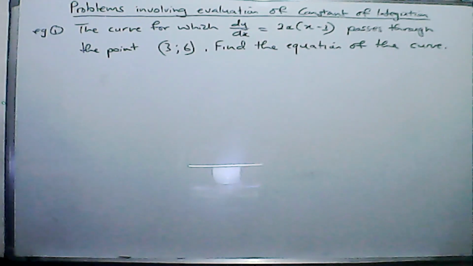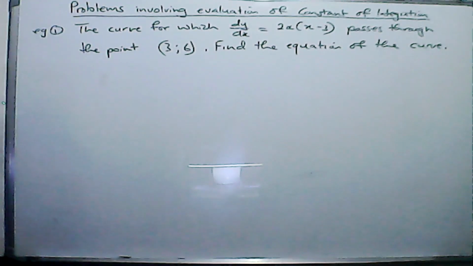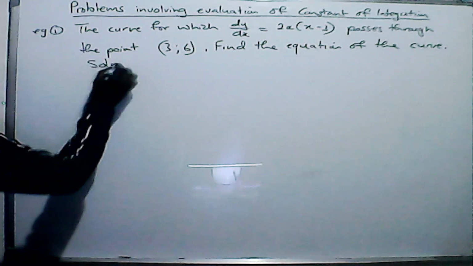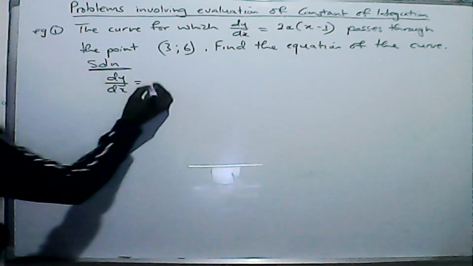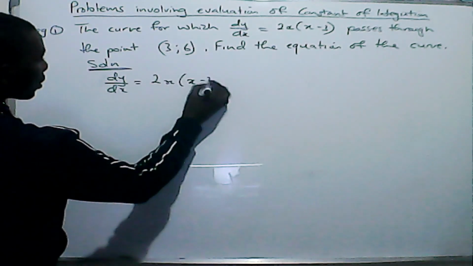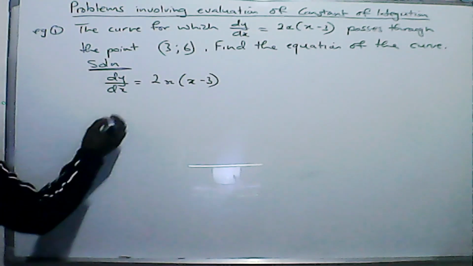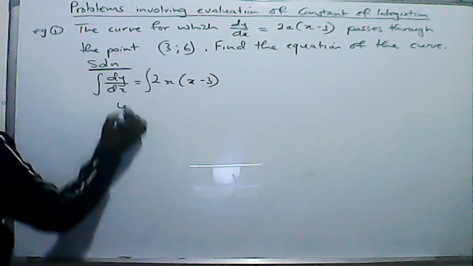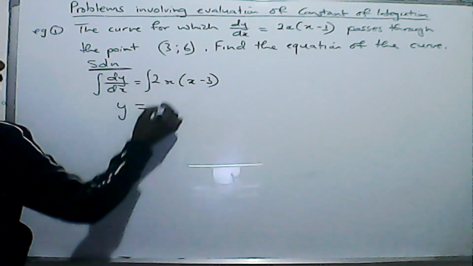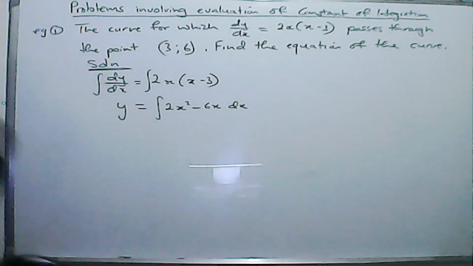Remember, we said integration is the reverse process of differentiation, or integration is a process of finding the original function. Our solution here: we are given dy/dx equals 2x times (x minus 3). Now we want to find our function of y. So by integrating both sides, integrating dy/dx gives us y equals the integral of 2x squared minus 6x, dx, expanding the brackets.